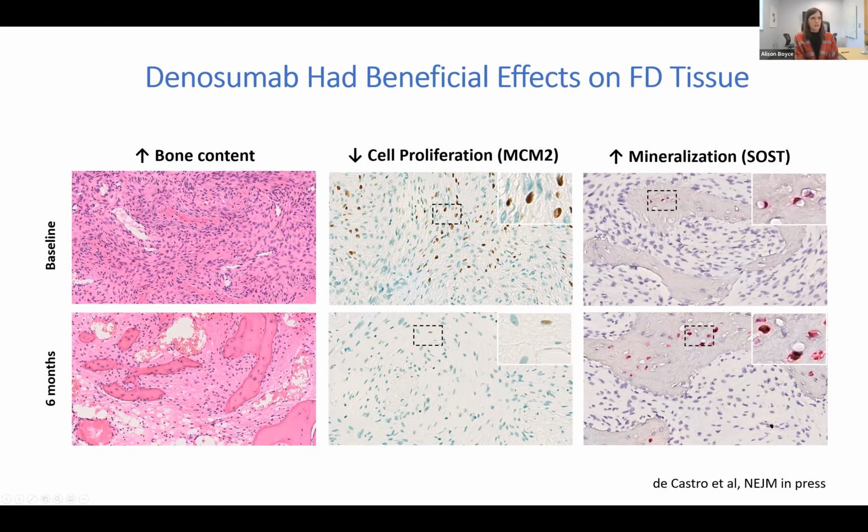And we also saw increased expression of proteins that are involved in mineralizing bones and making bones stronger. So here, everywhere you see these purple dots, that's a mineralization protein. And you can get a sense that there's much more of it being expressed after denosumab. So altogether, these are beneficial changes that will hopefully make the bones stronger and less active.